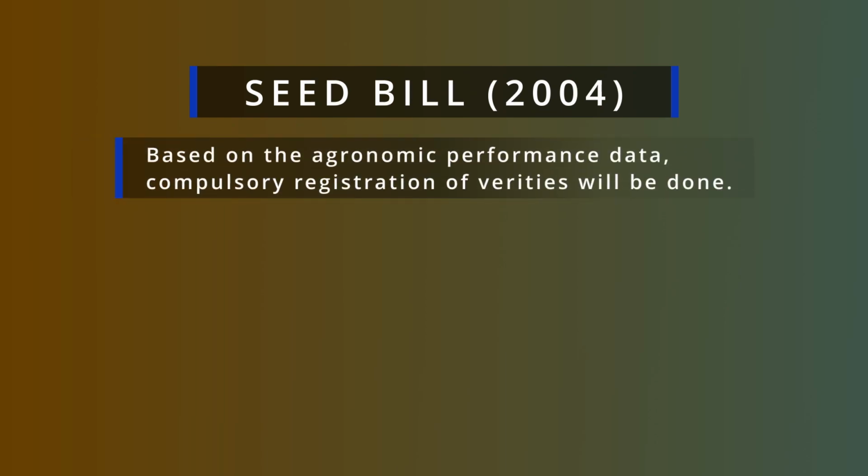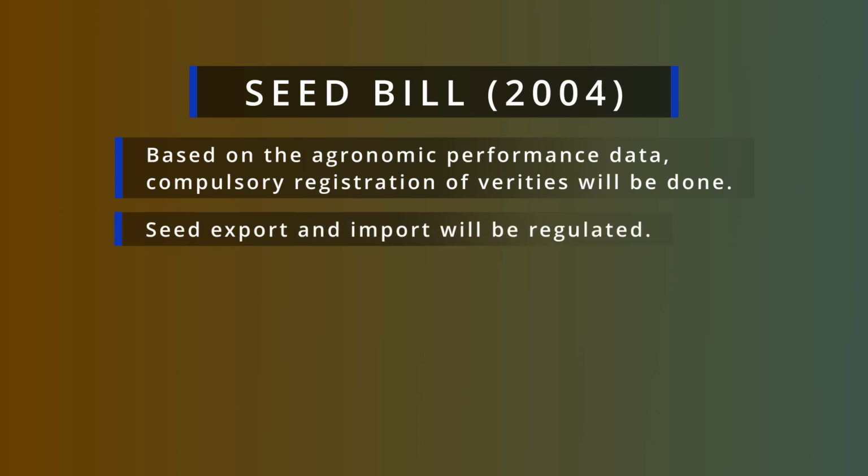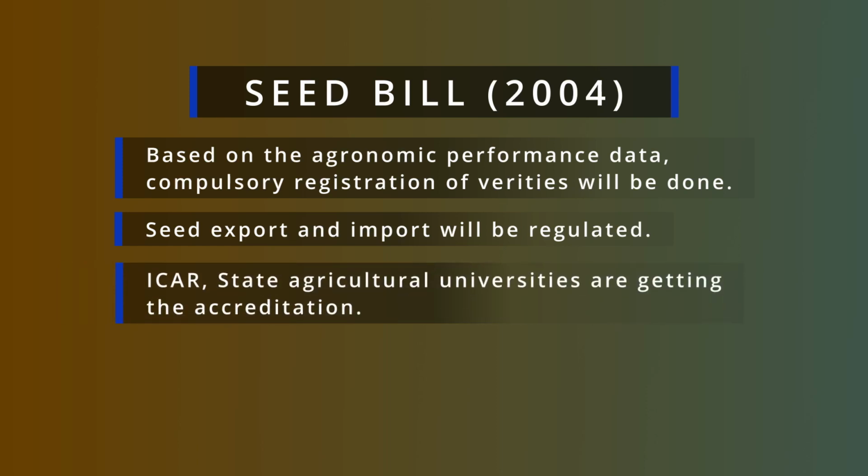Now we are going to discuss the seed bill, which was introduced by the central government in 2004. So what are the main policies under the seed bill? First of all, through the agronomic performance data, any type of variety should be registered, and it is compulsory. At the same time, export and import of seed is controlled by the central government. And ICAR and the state agricultural universities are also getting affiliation from the central government so that they can contribute to the seed industry for research and development, for the invention of new varieties of seed.